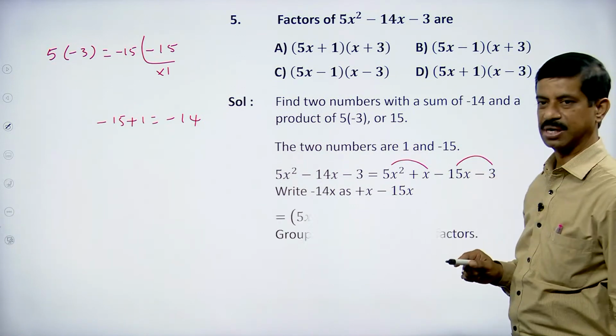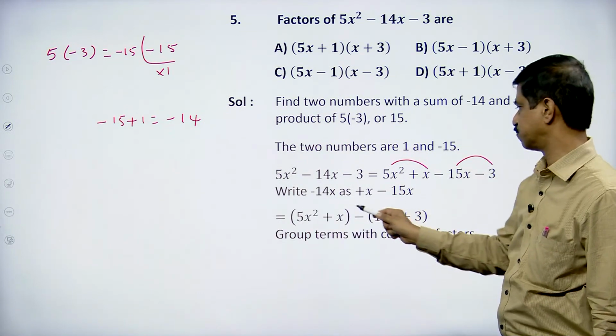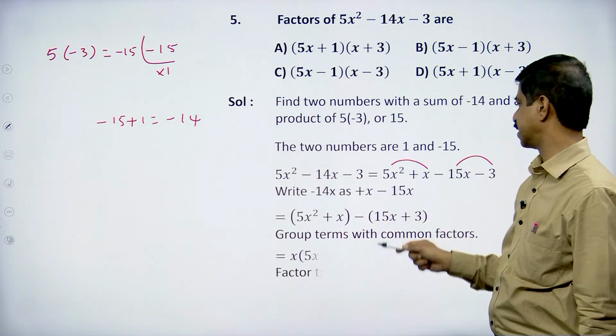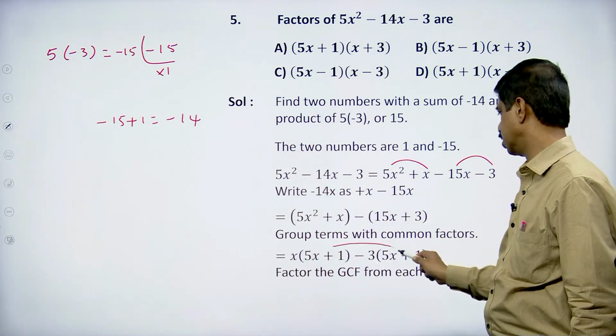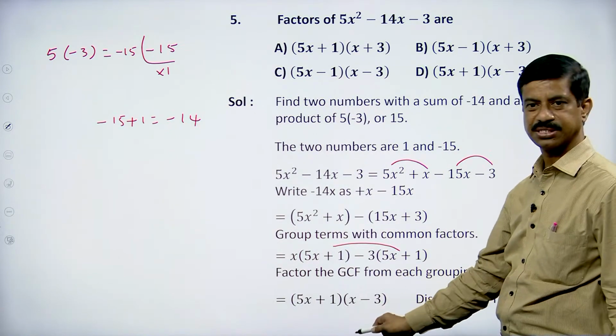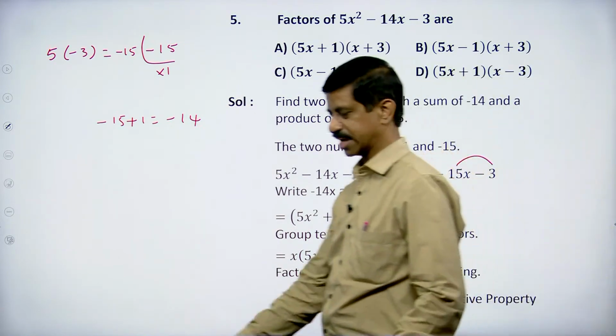Between these two, 3 common, you will get 5x, minus 3 common, you will get 5x plus 1. Between these two, you take 5x plus 1 common. Between these two, you will get x minus 3 into 5x plus 1. Please note it fast, quick.